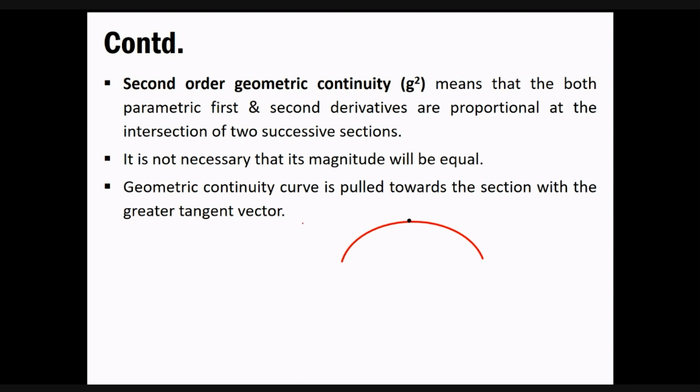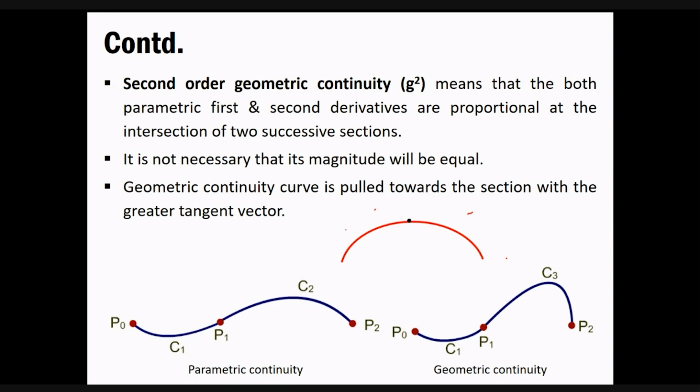Okay, greater tangent vector. So now how will it look if you have a greater tangent vector in one particular direction? Suppose your direction is this or this or this. Now we have one thing that is parametric continuity. We have this control point and we have C1, C2. Now similarly we have geometric continuity, where the curves meet. We have an intersection point, one point where these two curve sections meet, and all that is fine. But now it is pulled toward the section with the greater tangent vector. The tangent vector value is greater at this particular point, and it will be pulled in this particular direction.